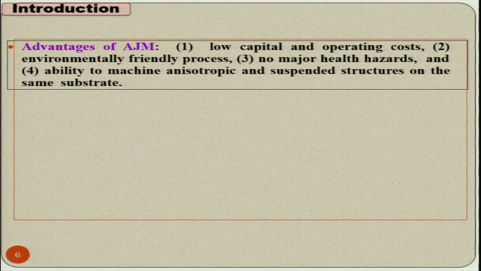However, it is always desirable that you surround the equipment where you are machining the material with the help of abrasive jet micromachining process, because very fine abrasive particles may get suspended in the environment, which will be harmful for the operator or the people standing around this particular setup.